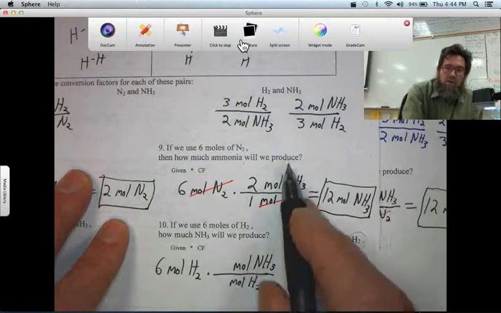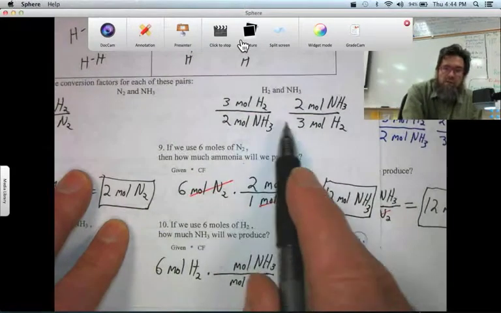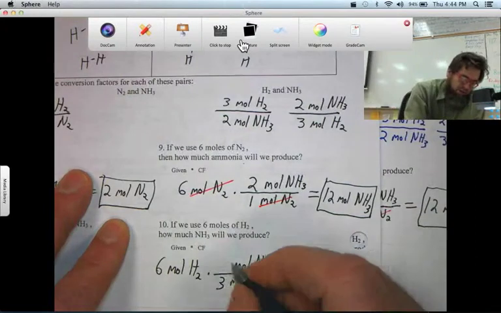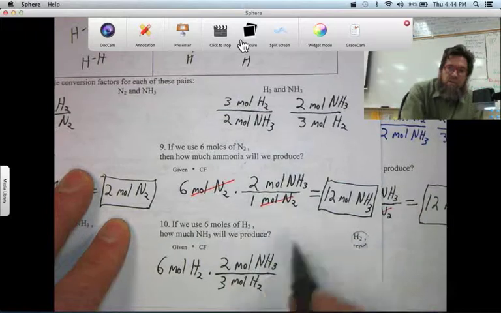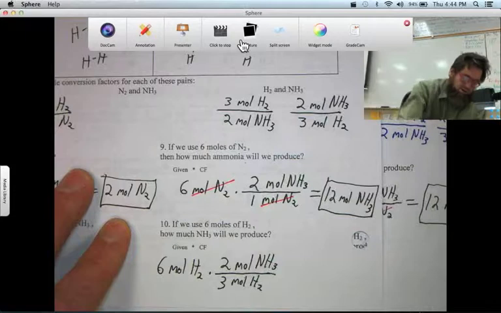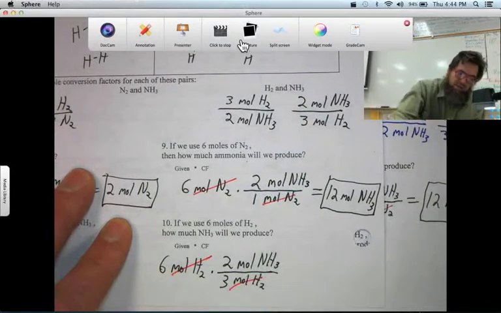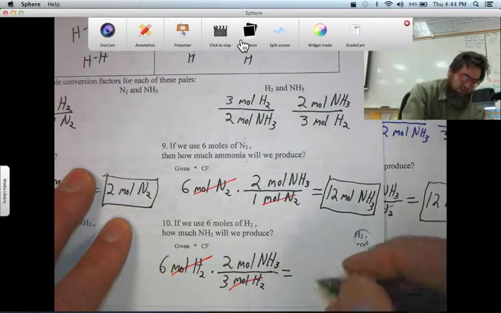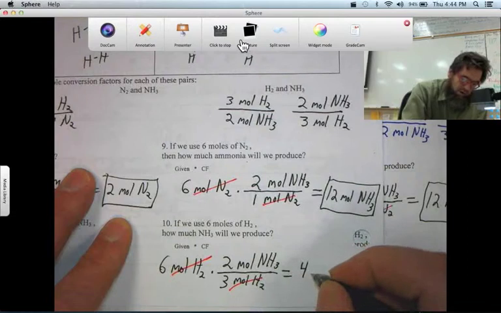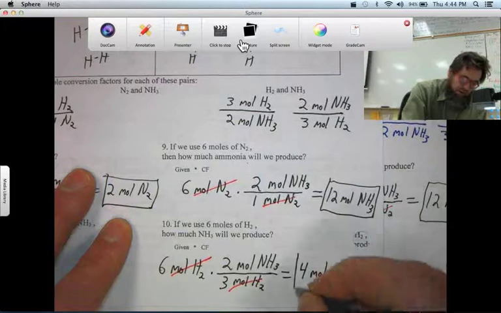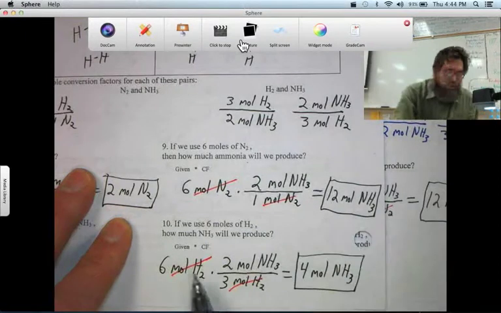Well, we wrote our conversion factors right here from the balanced chemical equation. It's 3 moles of H2 correspond to 2 moles of NH3. That's this conversion factor right here that we wrote. So, moles of H2 cancel. We're left with moles of NH3, which is what we were asked. 6 times 2 is 12, divided by 3 is 4. We get 4 moles of NH3.